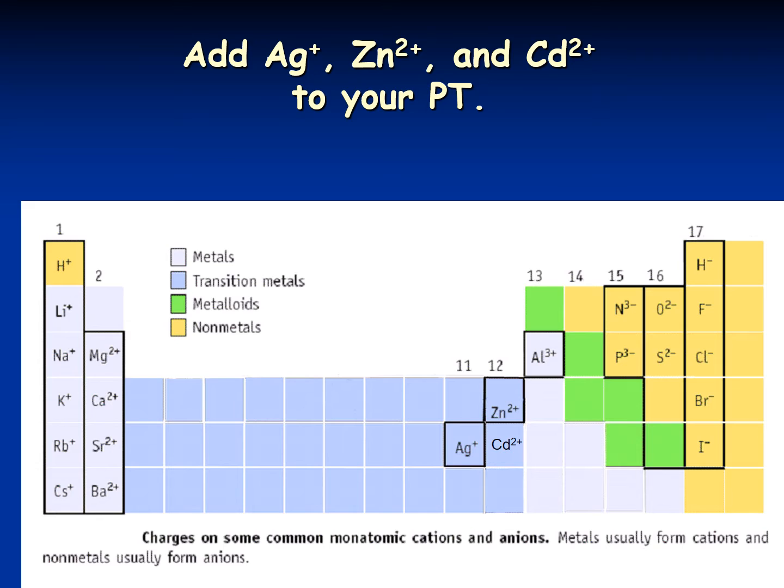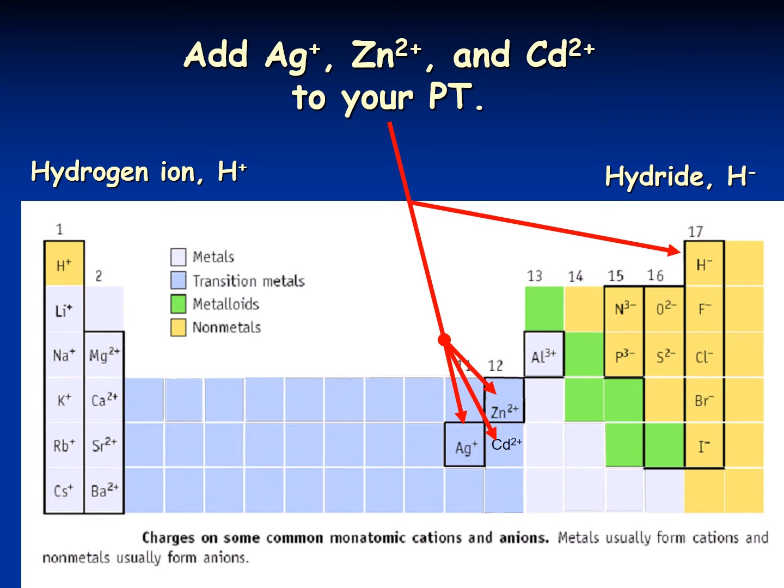I want you to add 3 more ions to your periodic table at this time. First, silver, Ag, is always going to be +1 for our course. Beside it, zinc and cadmium are always going to be +2. One more ion that you need to be aware of is the hydride ion. Hydrogen often loses an electron and becomes the hydrogen plus 1 ion. But sometimes it gains one electron, in which case it becomes a negative ion named hydride. You may want to write that somewhere on your periodic table as well.